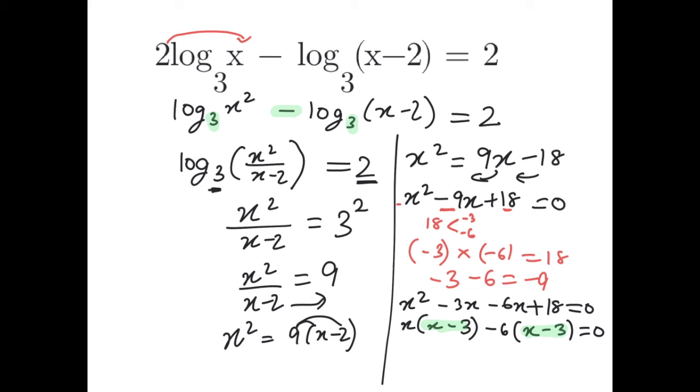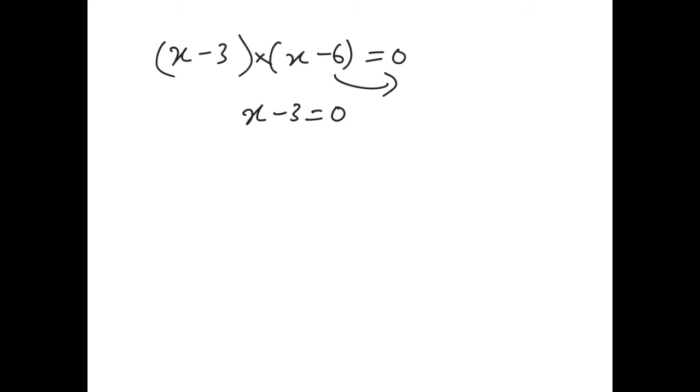So we can write it as (x minus 3) and (x minus 6) because of this. And that is equal to 0. To solve it now, we have (x minus 3)(x minus 6) equal to 0. So if we send this term here, now we have x minus 3 is equal to 0. If we send the negative 3 there, it would be 0 plus 3. So x is equal to 3.